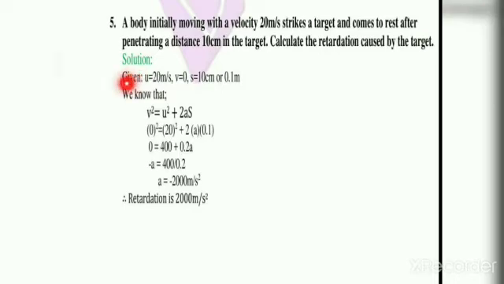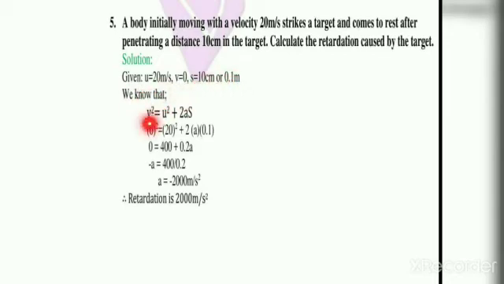So you have to write the given. Initial velocity is 20 meter per second, and it comes to rest after penetrating a distance of 10 centimeters. So the final velocity will be 0 and the distance is 10 centimeter. Okay, that can be converted to meter by dividing it by 100, right? So you get 0.1 meter.